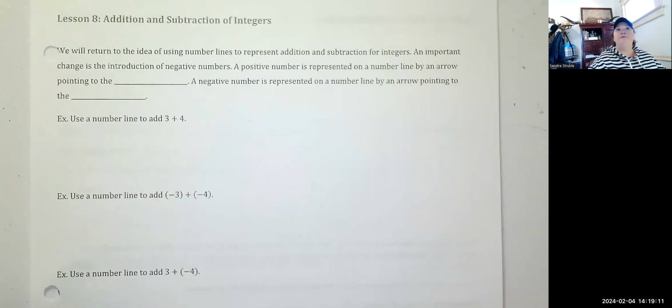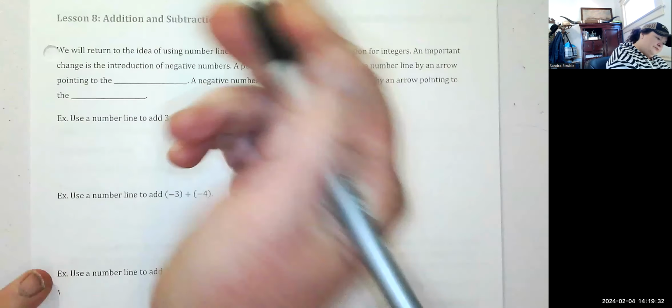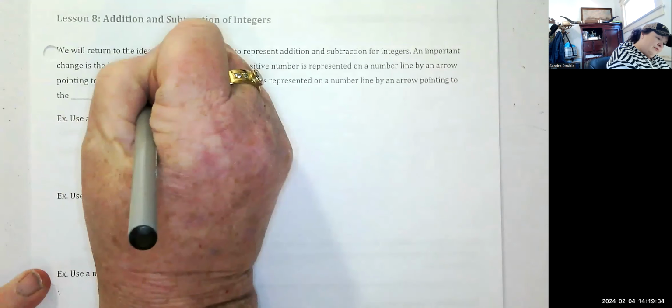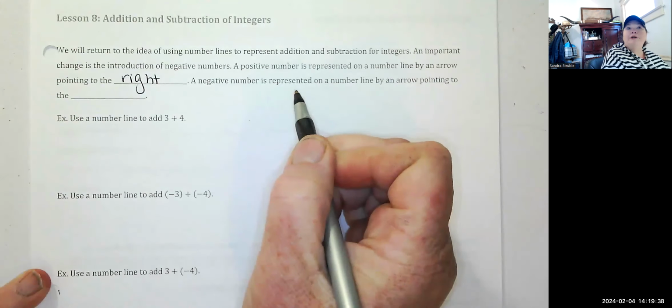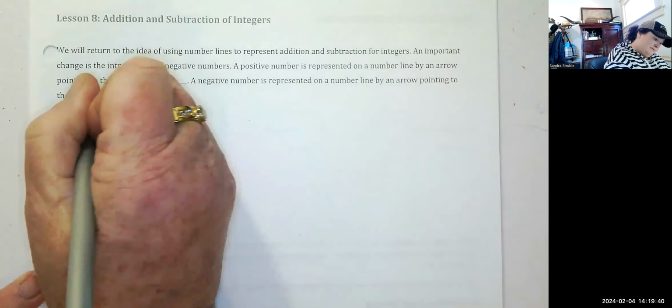Okay, we're going to return to the idea of using number lines to represent addition and subtraction for integers. An important change is the introduction of negative numbers. That's the part of the integers we haven't spoken about much. A positive number is represented on the number line with an arrow pointing to the right. A negative number is represented on a number line by an arrow pointing to the left.